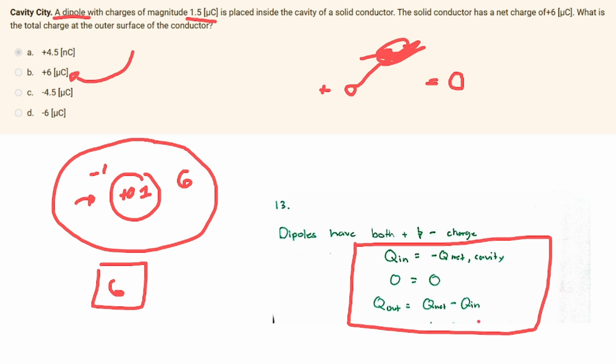And then Q out is equal to Q net minus Q in. So Q net is 6, while Q in is negative 1. That means Q out is actually 7. So that's why outside is 7, inside of the shell is negative 1, and inside is 1. And the total charge will be 6.